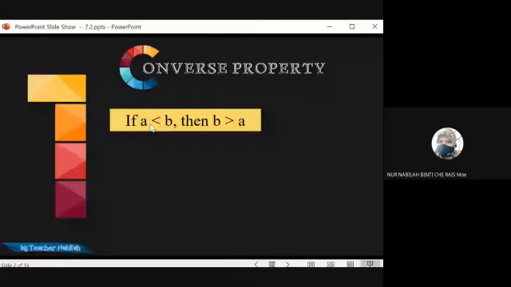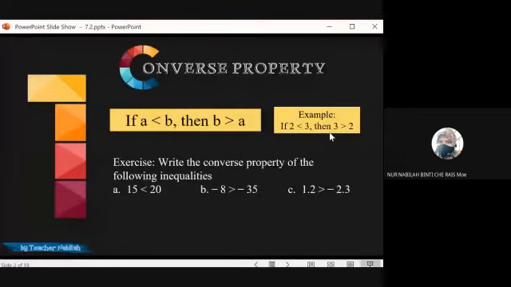For example, if 2 is less than 3, then 3 is more than 2. So we can also say 3 is more than 2. This is the converse property. For example, write the converse property of the following inequalities. The first one, 15 less than 20. We put 20 in front, and less than becomes more than. So 20 more than 15.